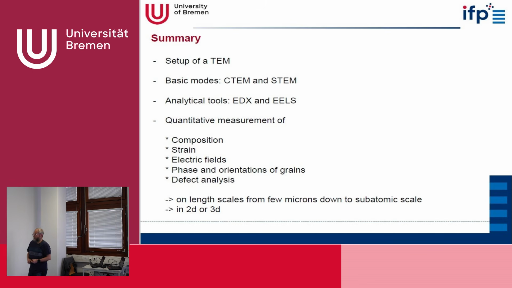Transmission electron microscopy does not only produce nice images, it can also be used to quantitatively evaluate things like the composition of the sample, in the form of concentrations. We can measure, for example, strain. We can measure electric fields, phase and orientation of grains. We can do defect analysis, on length scales from a few microns down to even the subatomic scale if we want to measure electric fields. And some of these quantities we can even get in 2 dimensions or even in 3 dimensions.